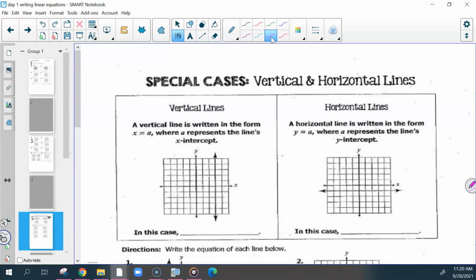Alright, to write the equation of a vertical or horizontal line, we need to remember our hookups. Remember, this is for horizontal lines from left and right. It has a 0 slope. And this is for y equals. And then Lux is for vertical lines up and down. It has an undefined slope. And x equals.